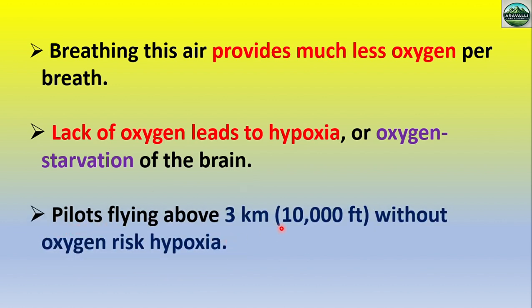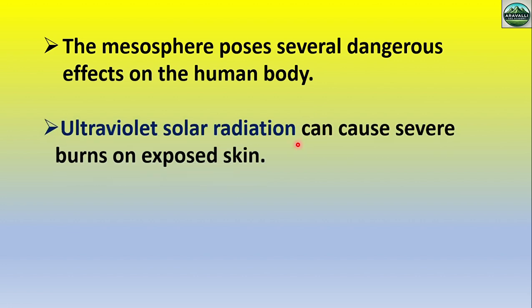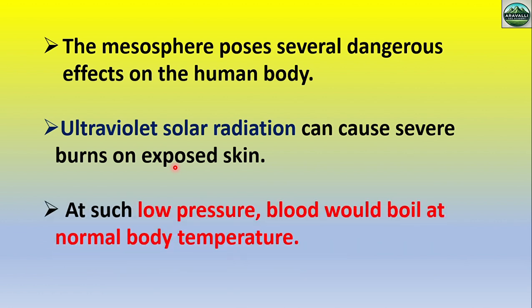Pilots flying above 30 km without oxygen risk hypoxia. The mesosphere poses several dangerous effects on the human body. In the presence of ultraviolet radiation it can cause severe burns on exposed skin. And at such low pressure, blood would boil at normal body temperature, because pressure is very low, around only 1% of the atmosphere lies in the mesosphere. So in these pressure conditions, our blood would boil.